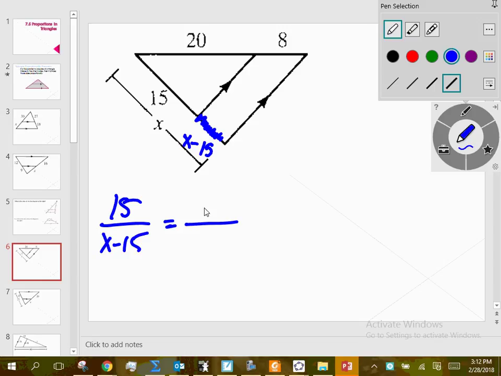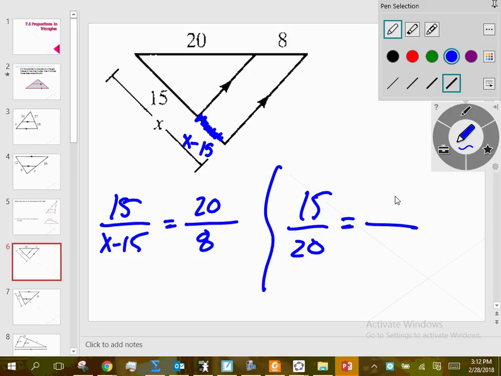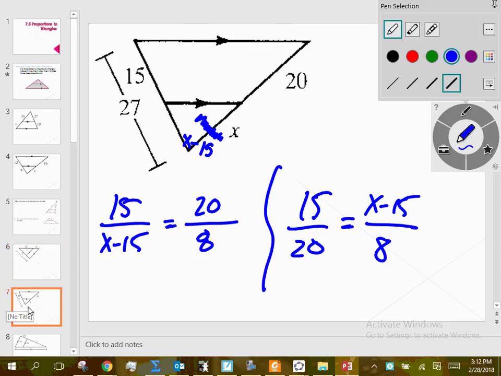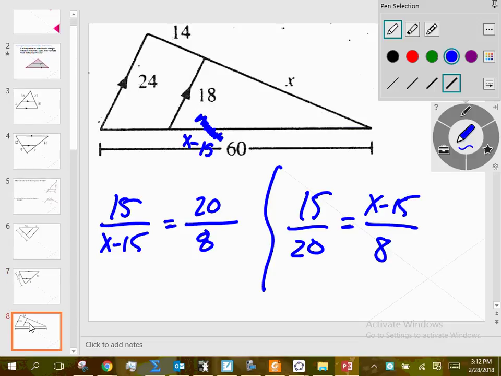So what would have to go over here then? 20 to 8. What if I said 15 is going to go to 20? What would I put over here? x minus 15 over 8. Okay? And once we develop those, then the algebra that we've talked about all chapter starts to kick in, right? Okay. So a lot of these are pretty similar.